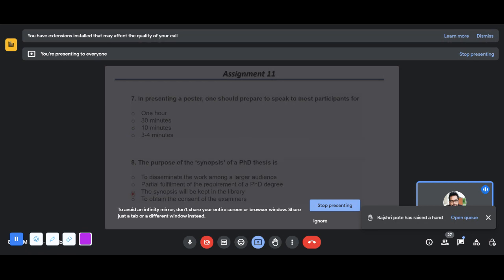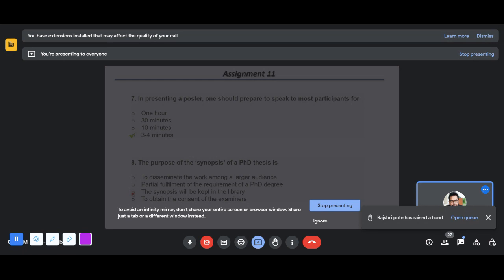Now, in presenting a poster, one should prepare to speak to most participants for a minimum of, you can understand, 1 over 30 minutes, 10 minutes, or 3 to 4 minutes. So 3 to 4 minutes should be the answer, the minimum time you can spend to make the audience understand.